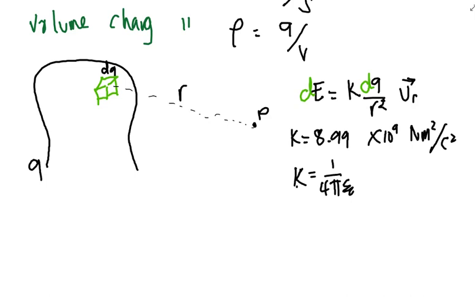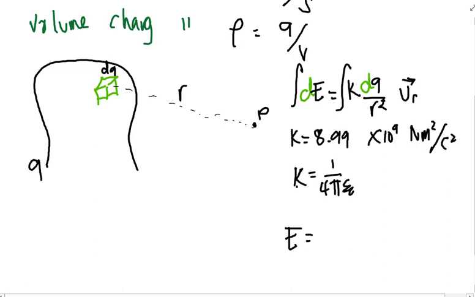Since we have a differential value, in order to find our electric field, we need to perform integration. We have to integrate both sides. That means to calculate the electric field, our formula will be: the electric field is equal to the integral of dE, which is equal to the integral of k dq all over r squared.